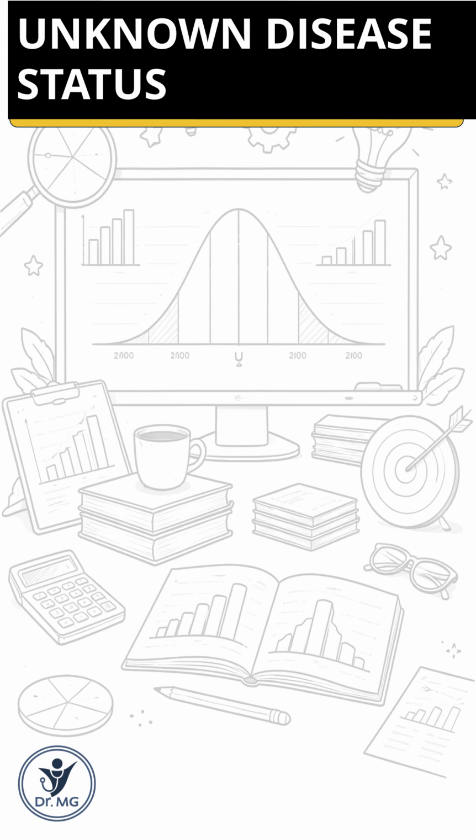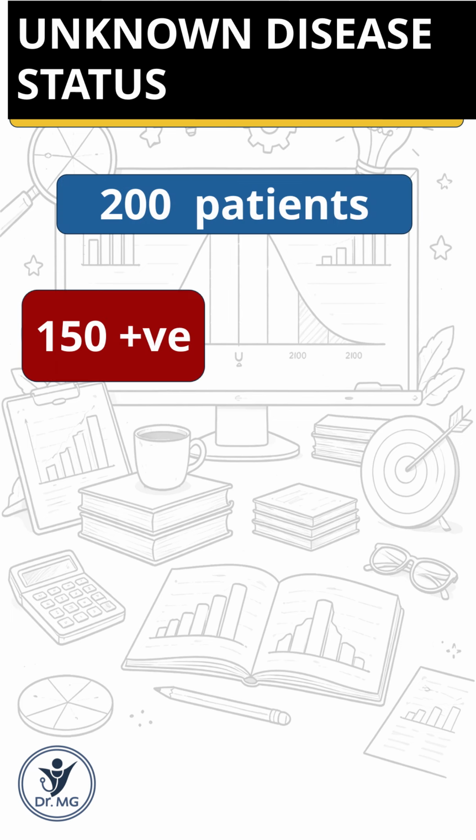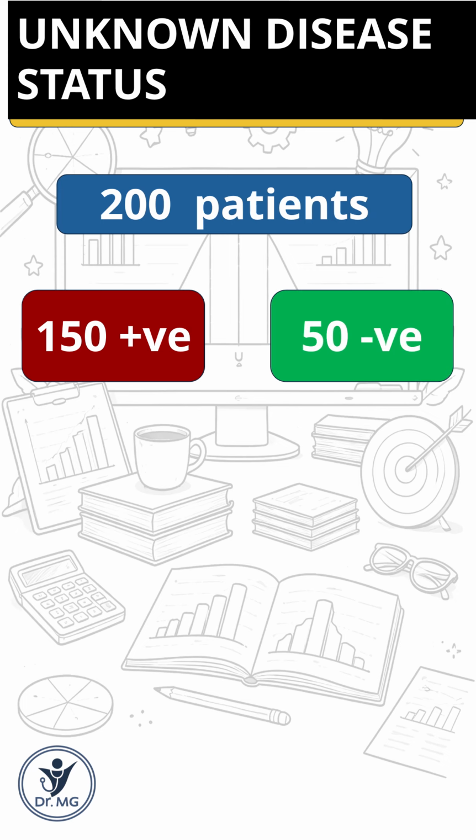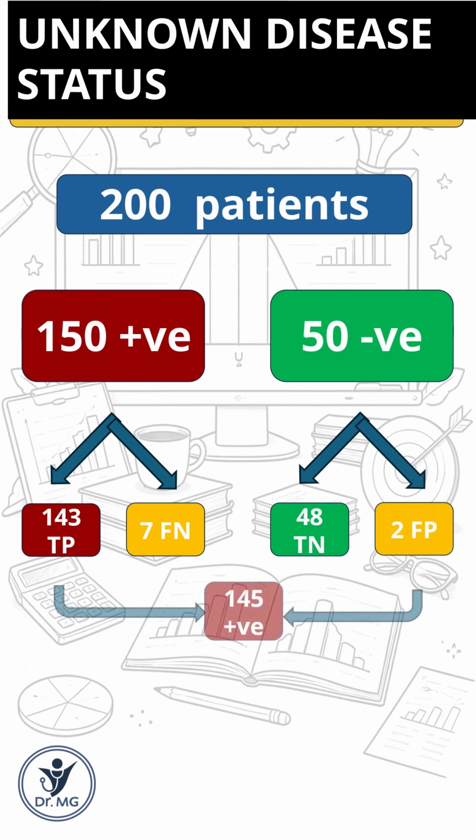Let's know why. In a population of 200 patients where disease prevalence is 75%, 150 patients truly have the disease and 50 do not. If a test has 95% sensitivity and 95% specificity, it will correctly identify 143 true positives and miss 7 false negatives, while correctly excluding 48 true negatives and giving 2 false positives. This results in 145 positive test results in total.